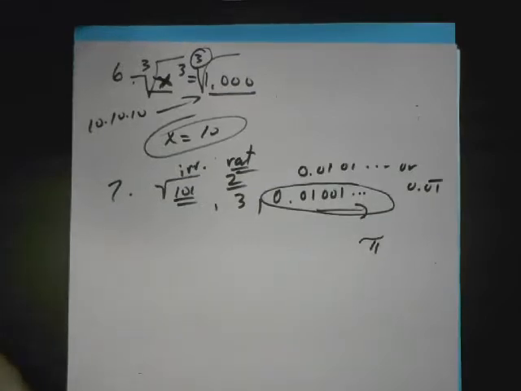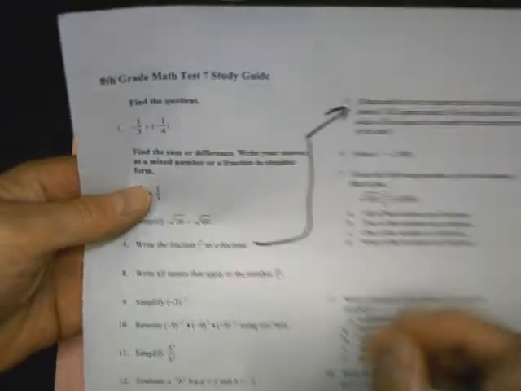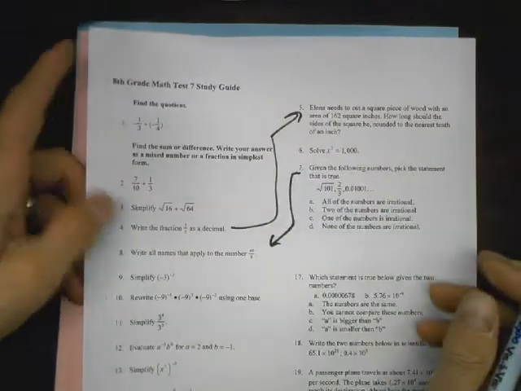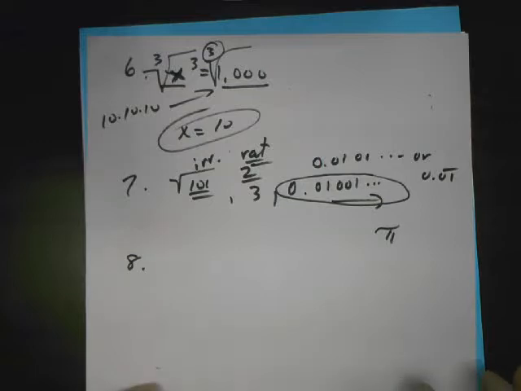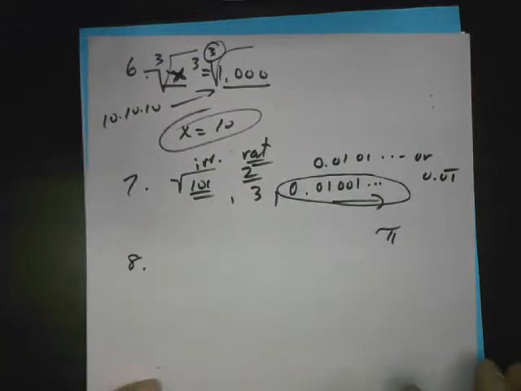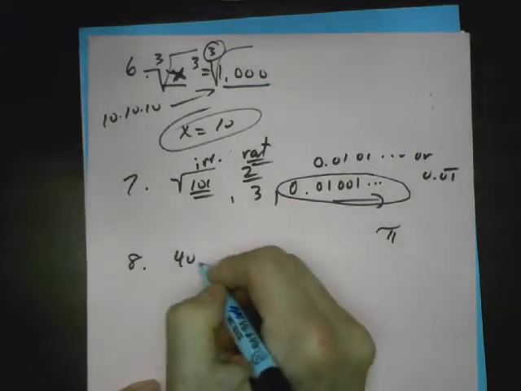So now we got to go back down. So from 7, we got to squeeze back down here to 8. Ocho, write all numbers that apply, write all the names. Write all the names that apply to the number 40 over 8.